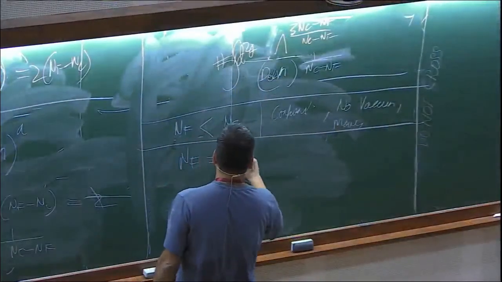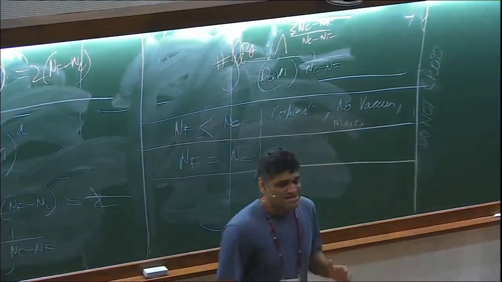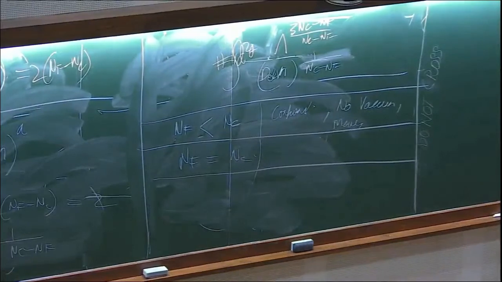NF equals NC. I haven't even had the chance to tell you this, but the classical theory has a moduli space of vacua. I haven't had the chance to tell you about this. I'm sorry about this. You just take it from me. The classical theory has a moduli space of vacua that is, at least when NF is less than NC, something near 2NF dimensional.